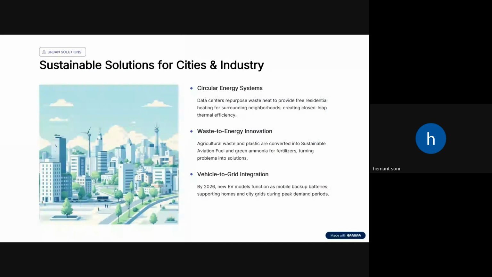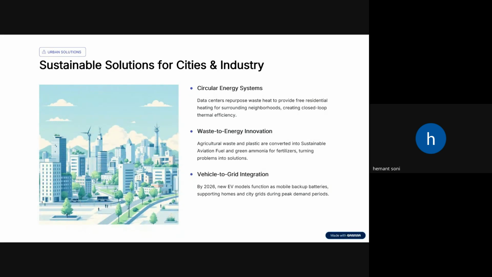Then sustainable solutions for cities and industry. Circular energy systems. Data centers repurpose waste heat to provide free residential heating for surrounding neighborhoods, creating closed loop thermal efficiency. Then waste to energy innovation. Agricultural waste and plastic are converted into sustainable aviation fuel and green ammonia for fertilizers, turning problems into solutions.